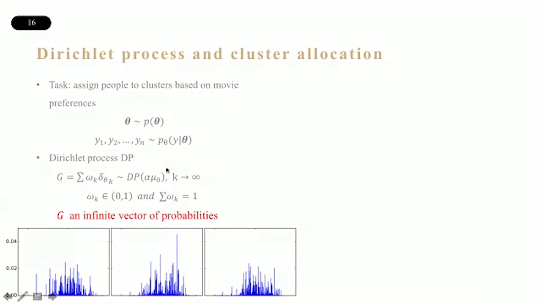Think of G, I repeat, as a vector of probabilities, omegas, an infinite vector of probabilities, of infinite size, and each omega is between 0 and 1. And the sum of these probabilities should be equal to 1. What I have plotted down here is 3 different samples from the Dirichlet process.